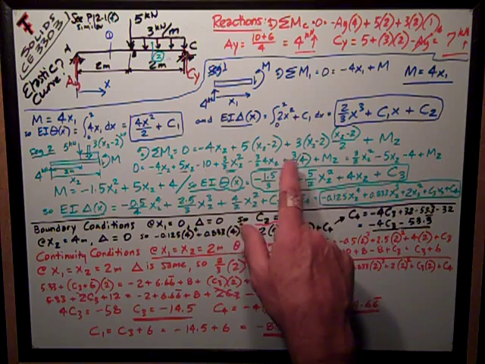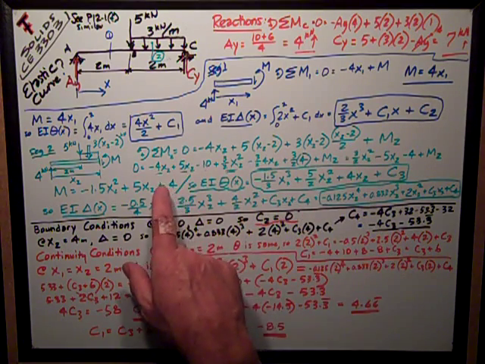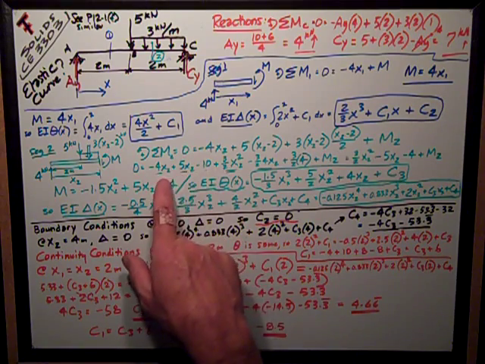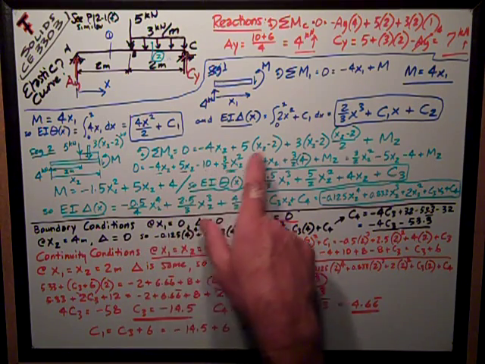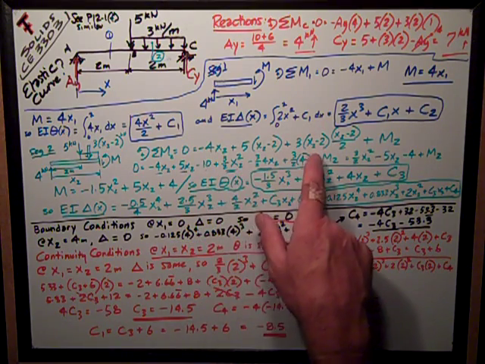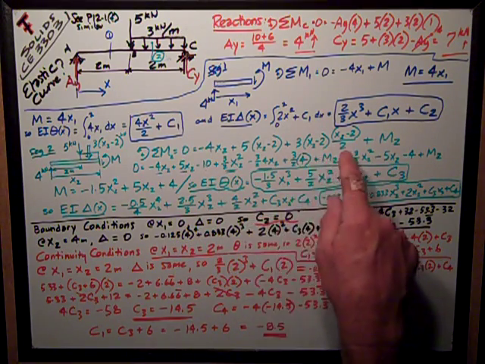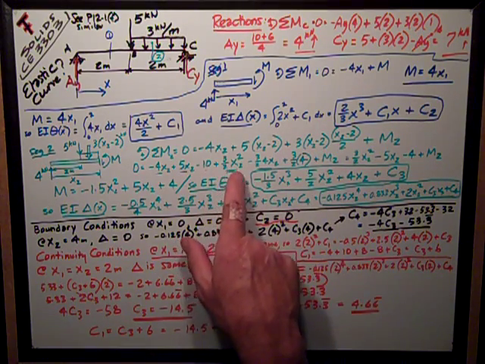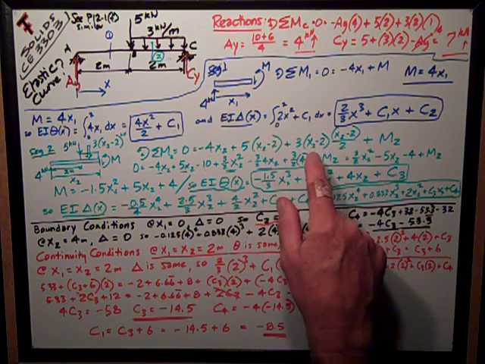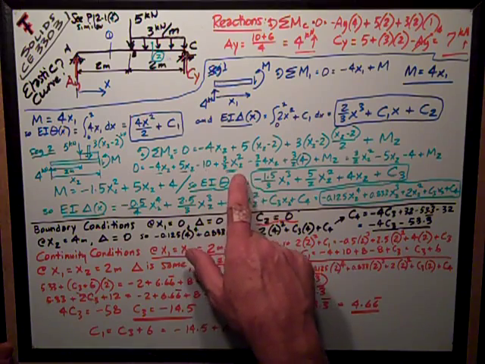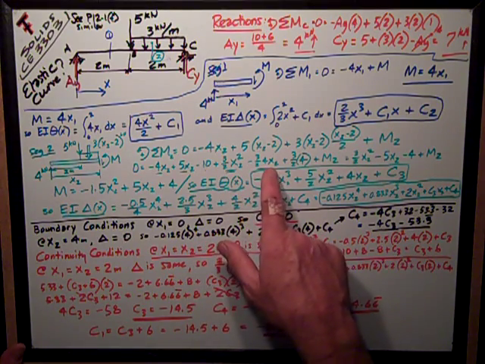Now I just do the math and combine all my common terms. I get negative 4 x2 plus 5 x2 minus 10 for this expression, plus 3 halves. I'm just taking this 2 over here and dividing it into the 3. 3 halves times the quantity x2 minus 2 squared. And I come up with this expression, these 3 terms.